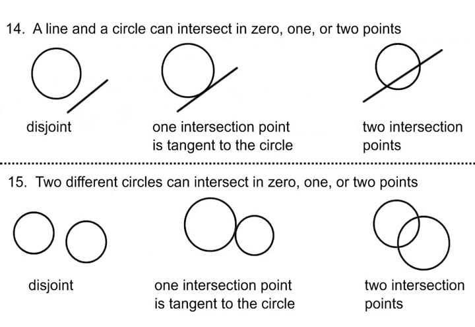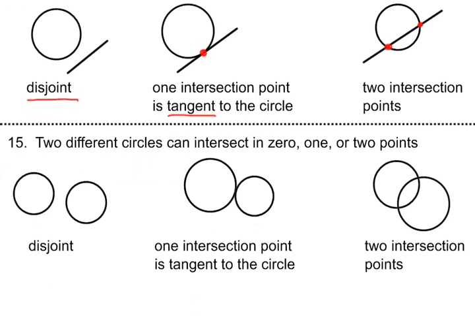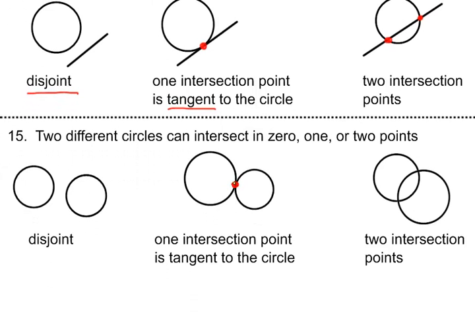Alright, so now we're going to talk a little bit about lines and circles. So we said that a line and a circle can intersect in 0, 1, or 2 points. So first of all, if they are disjoint, they don't intersect. If they are tangent, they intersect in 1 point, and they could also intersect in 2 points. Same thing with circles. If we have 2 circles, they could intersect in 0 points. They could be tangent. Tangent means 1 point. Or they could intersect in 2 points.